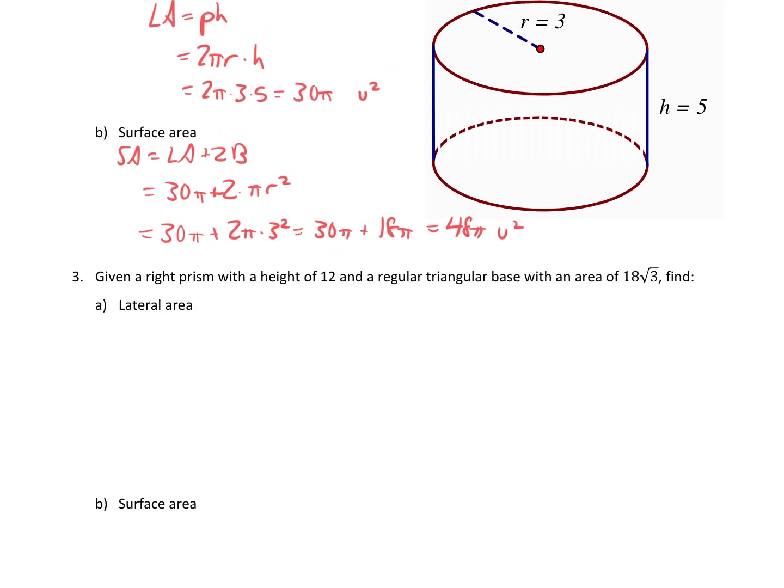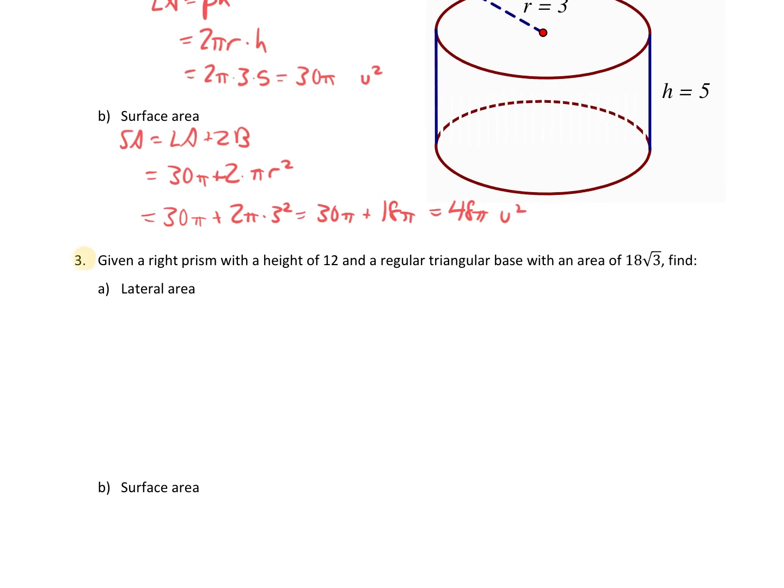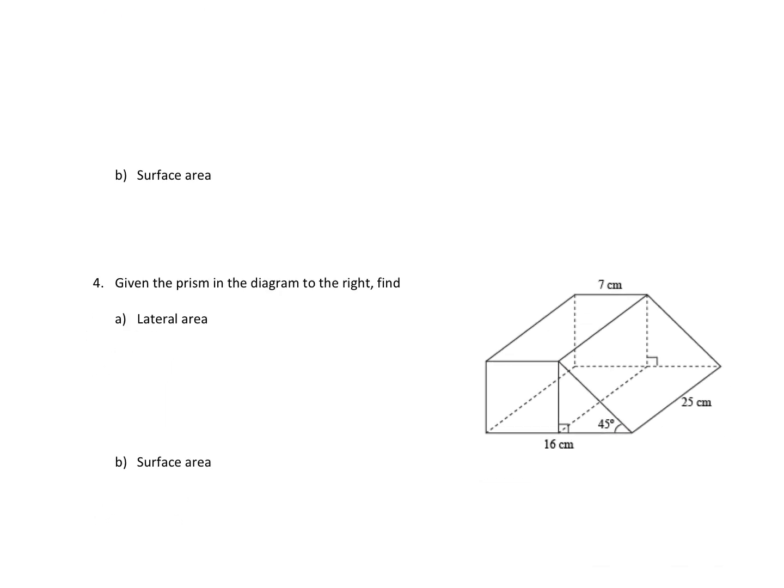Given a right prism with a height of 12 and a regular triangular base with an area of 18 root 3, find lateral. Yeah, that's a class one. That's totally fine. Okay. Yeah, because I know we're getting on the long side.